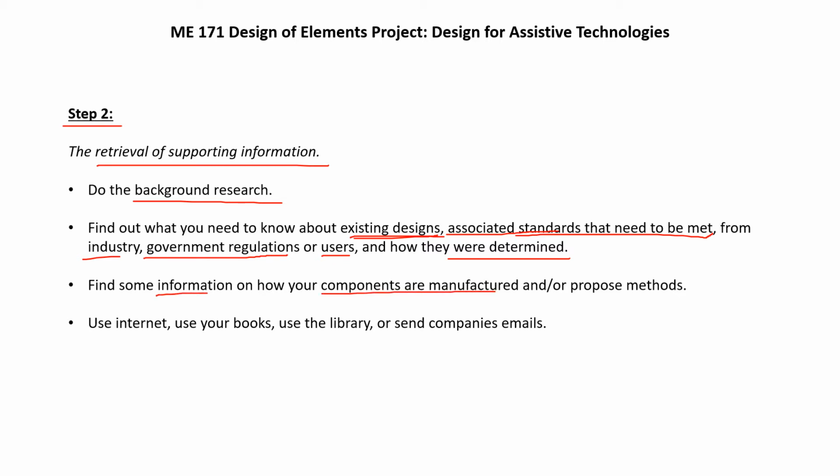Now, also within this second step, you're going to be looking for information as you're doing your research on how your components are manufactured and the proposed methods for that manufacturing. So this is something, again, you're looking at the existing ones. Are these cast? Are these milled? How are they produced? And what are these methods? And look into some of the details on those methods as well.